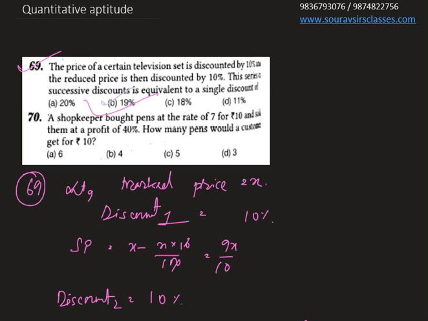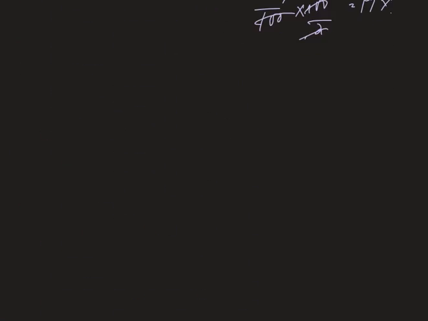A shopkeeper bought pens at the rate of 7 for 10 and sells them at a profit of 40%. How many pens would a customer get for 10 rupees? So a shopkeeper bought pens at the rate of 7 for 10 and profit is 70%, sorry, 40%. 7 for 10 and profit is 40%.